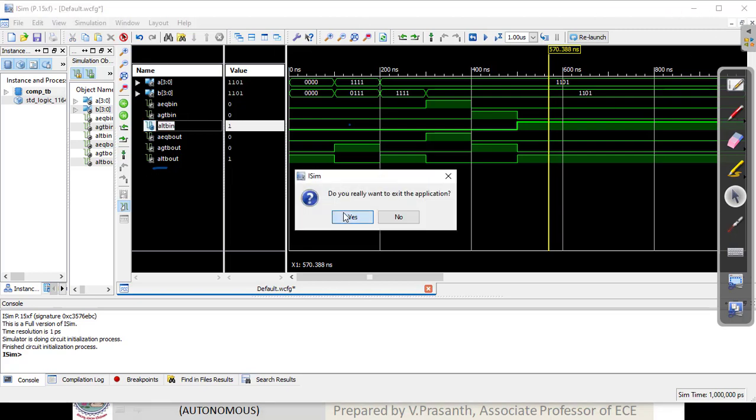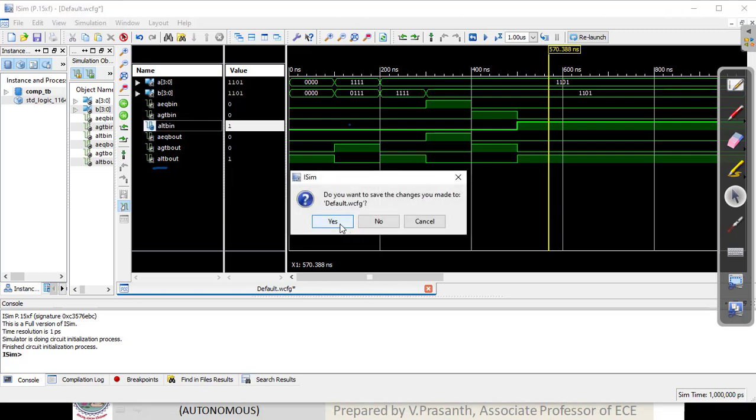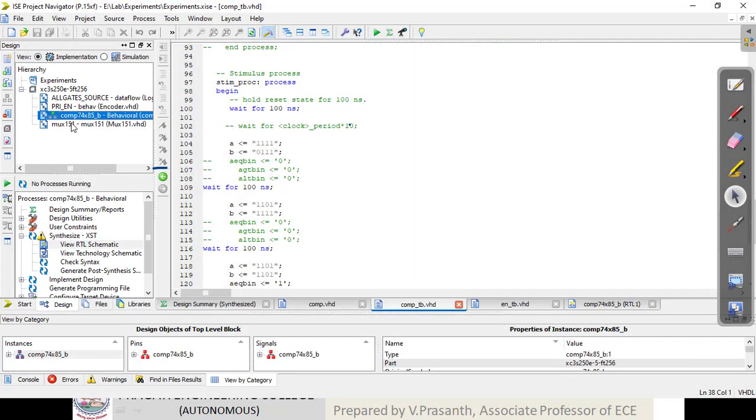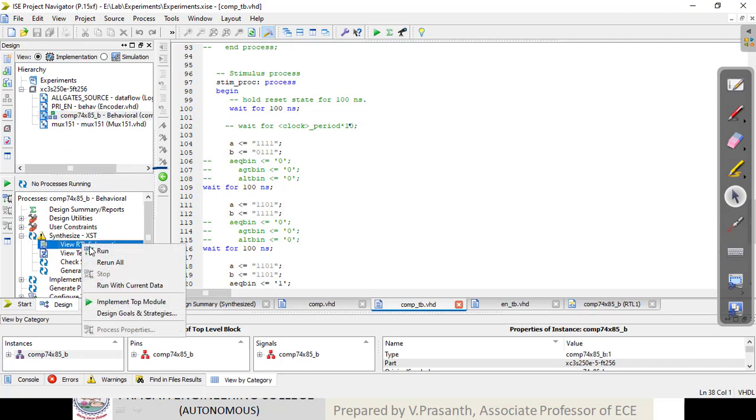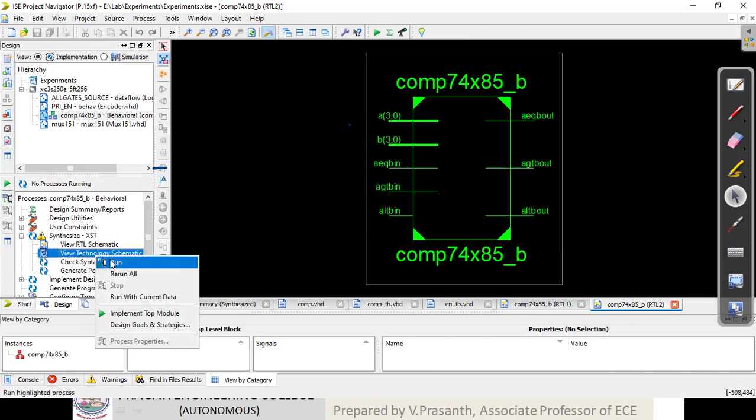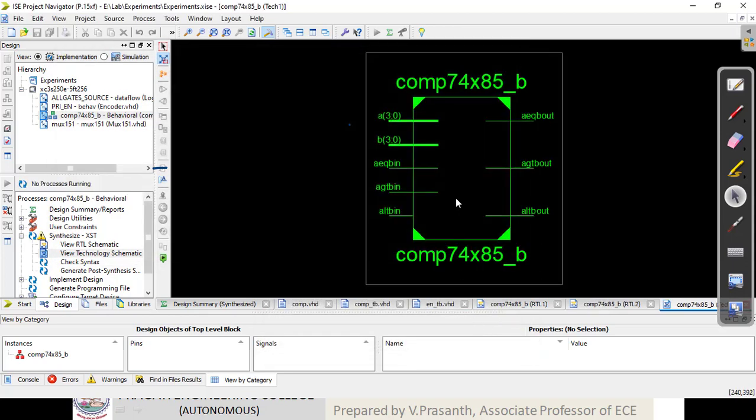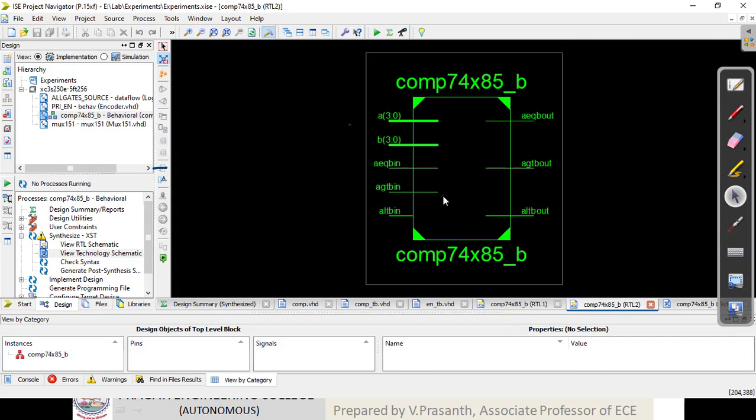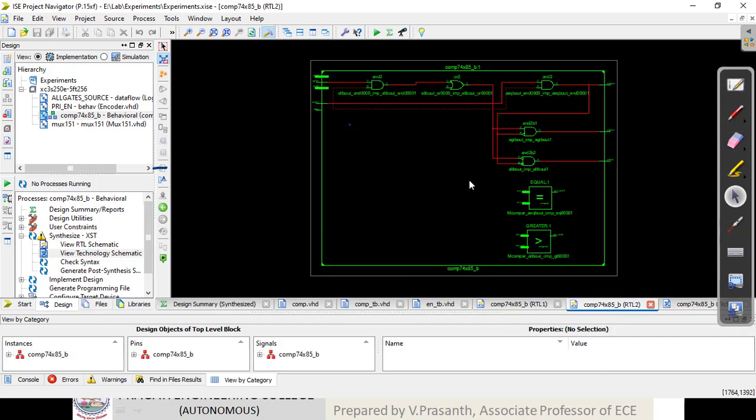Now if you go to the schematic, see, this is the IC which we have designed. And this is the LUT which we will be having, and this is the circuit diagram for what we have designed. So this is the case for the comparator.